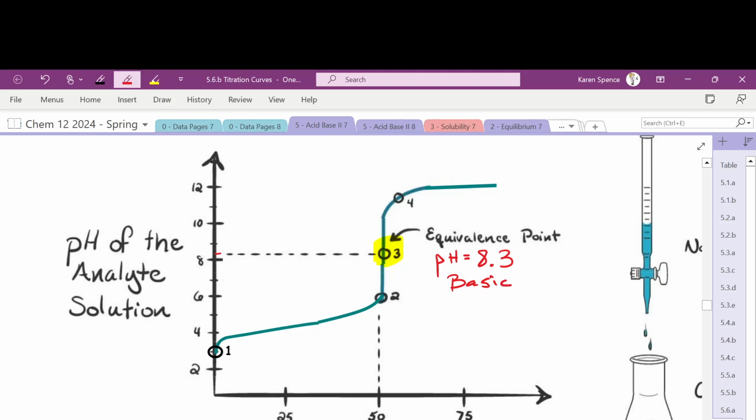What is making it basic? The salt. The hydrolysis of the salt makes it basic. And in fact, I'm going to get even more specific. It's the hydrolysis of the anion in the salt.